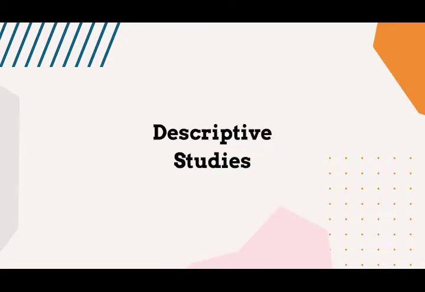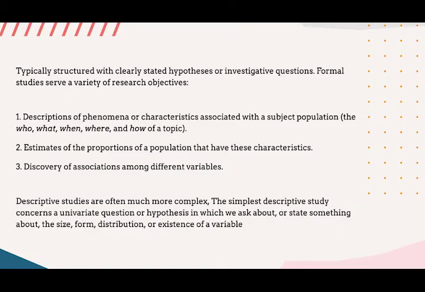Then we have the next studies, which is descriptive studies. It is typically structured with clearly stated hypotheses. These formal studies serve a variety of research objectives. The first one is description of phenomena associated with a subject population, which is the who, what, when, where, and how of the topic. The next objective is estimates of the proportion of populations that have these characteristics. And the last objective is discovery of associations among different variables.